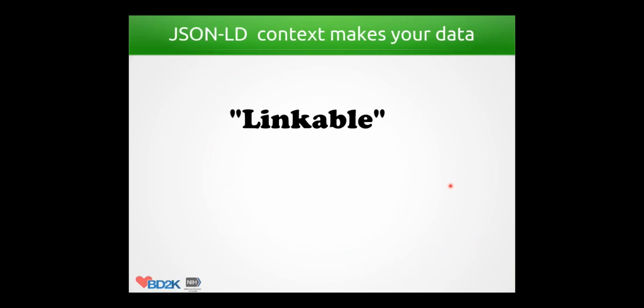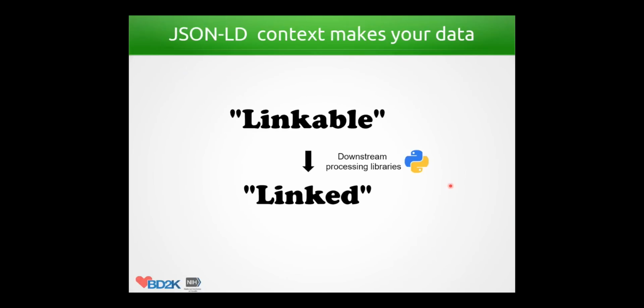Okay, so far we have seen that a JSON-LD context can make the data essentially linkable. But if I provide a JSON-LD for MyVariant.info, and another collaborator provides a JSON-LD for their API, that doesn't automatically connect our data. We still need some kind of downstream processing library to link both data together. So this is what we focus on right now, trying to develop a downstream processing library to handle the data integration.